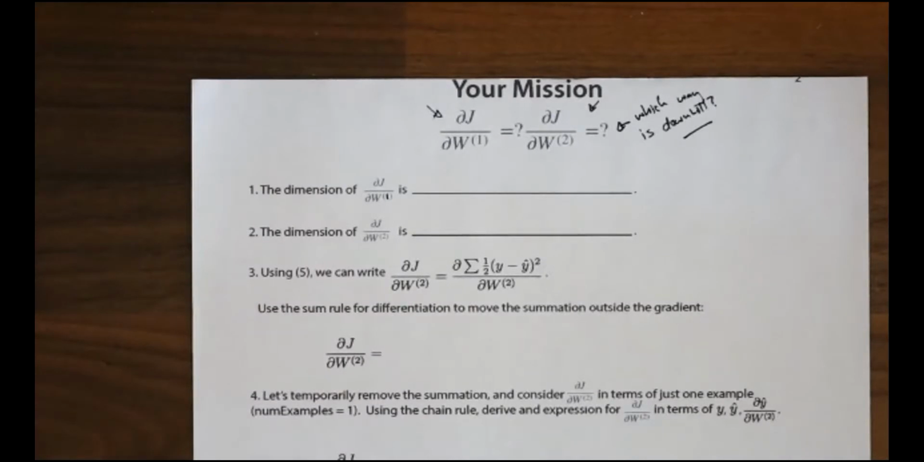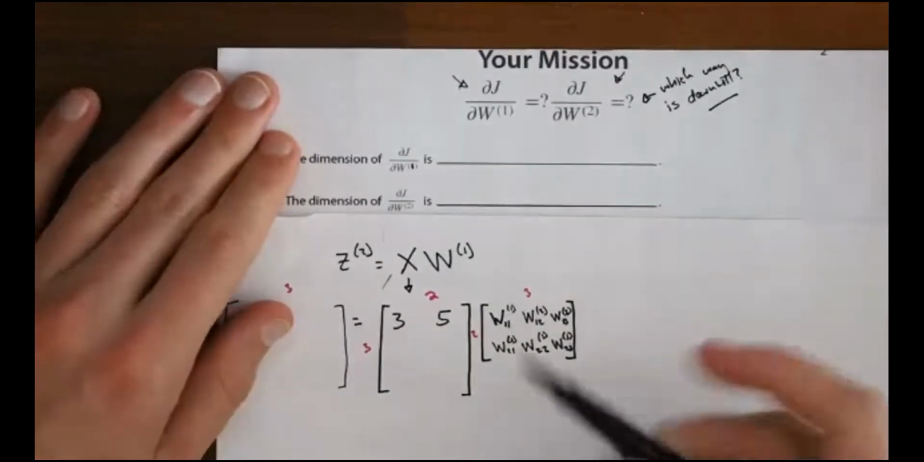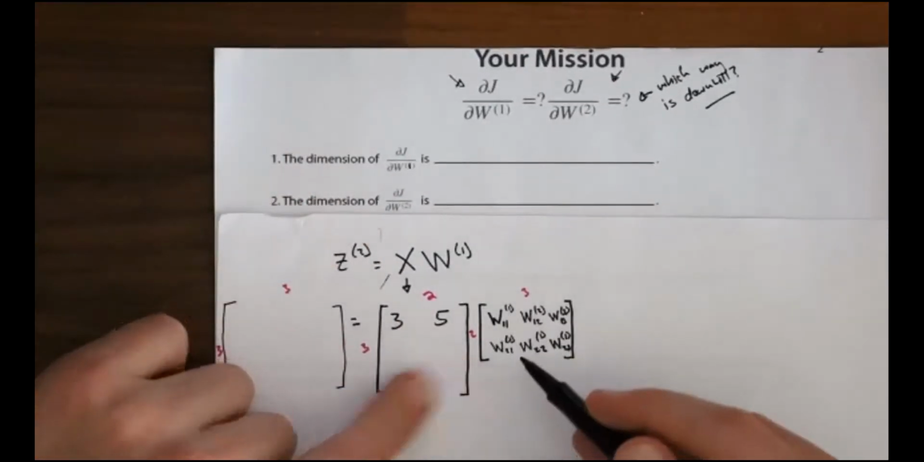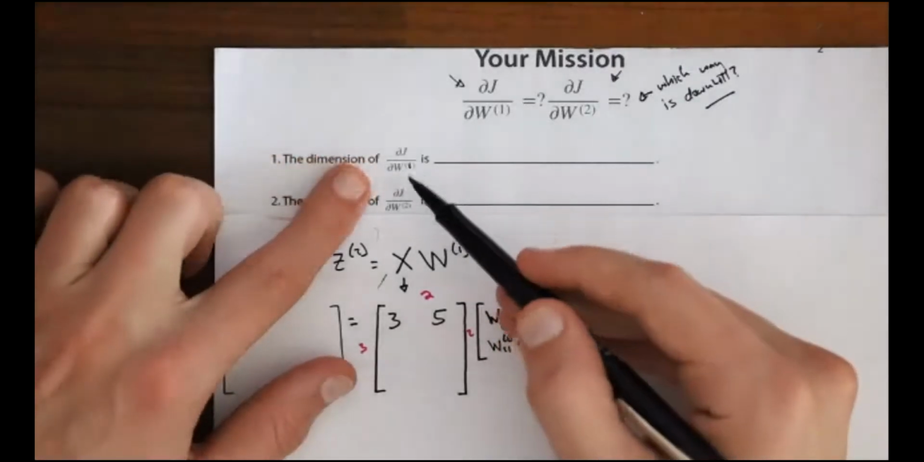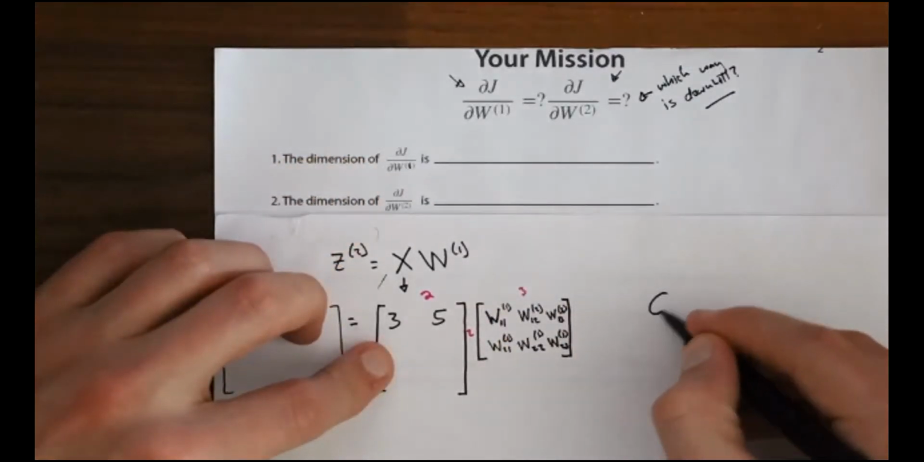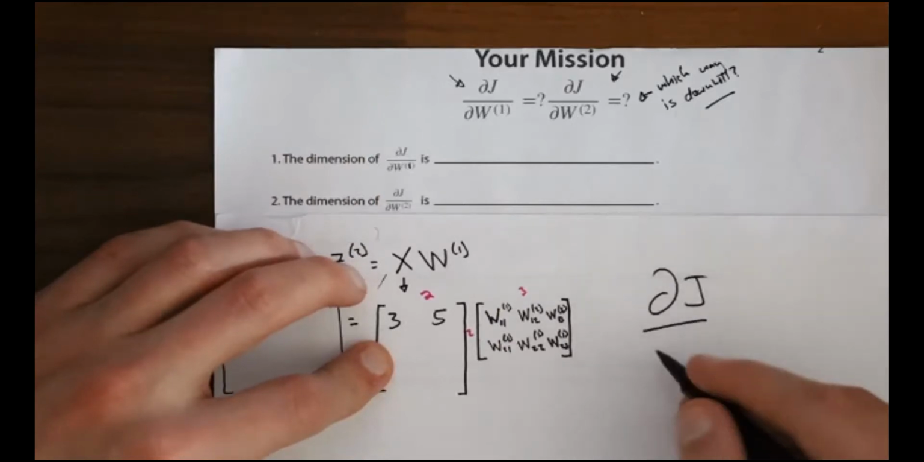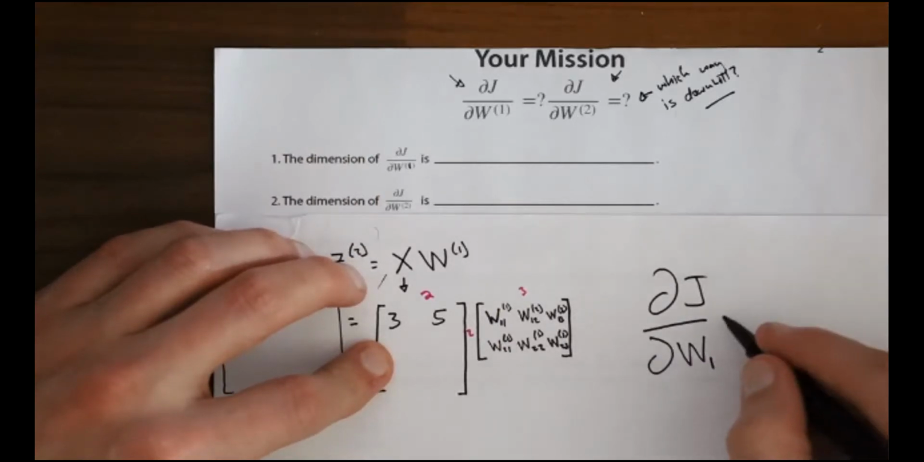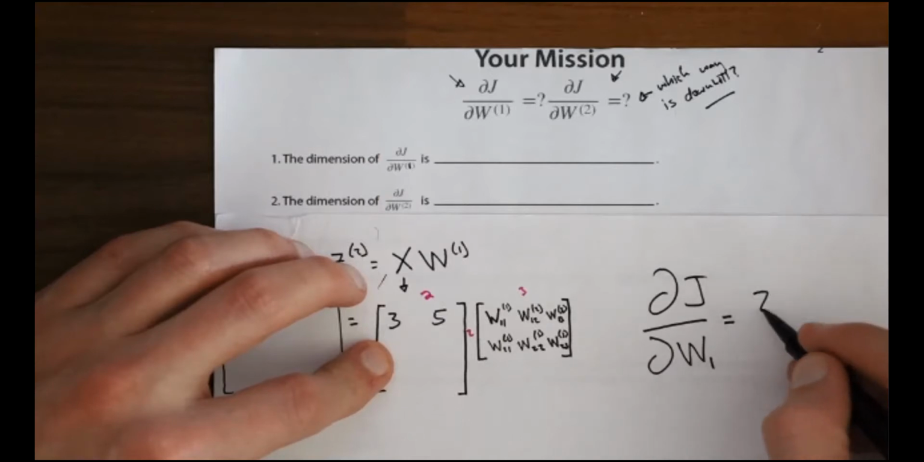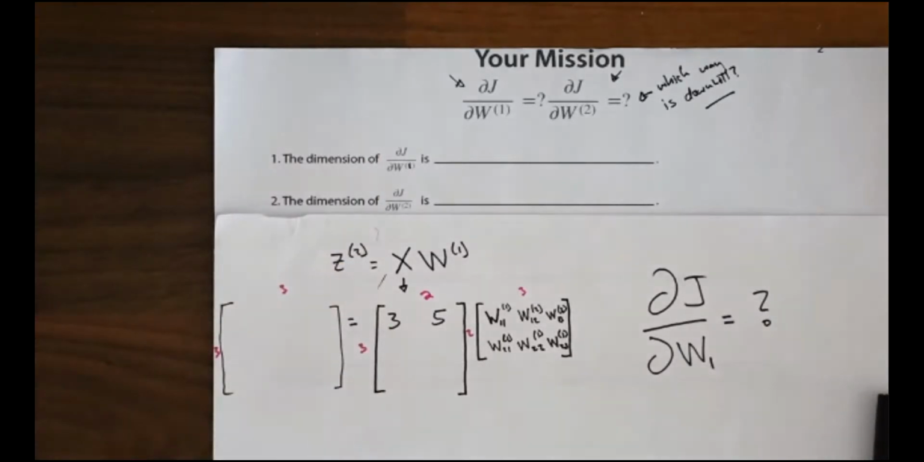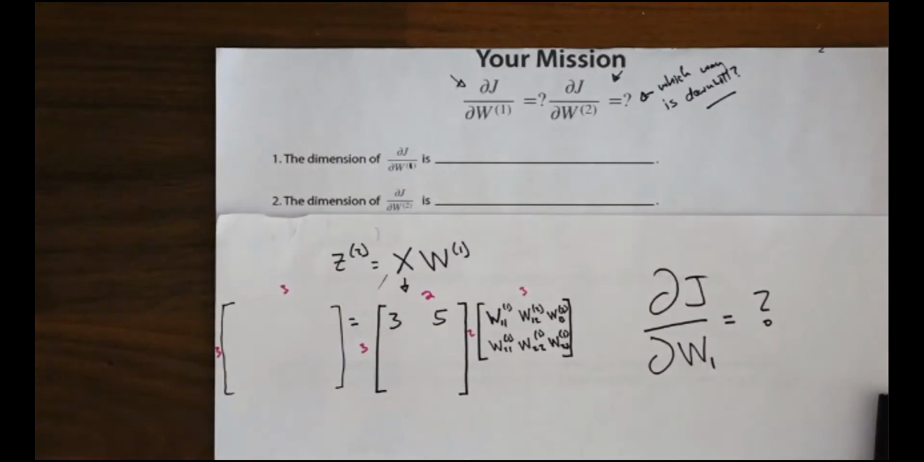So we talked about the dimension of W. Remember that W1 is this weight matrix here, right? And I'm asking you, what about dJ dW1? I'll write it really big right here. I'm asking about dJ dW1, right? That's what I'm really asking about. And first I'm asking for the dimension. Before I ask for the dimension though, let me back up even further. Is dJ dW1 going to be a scalar or a matrix?